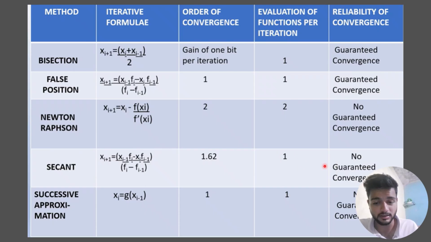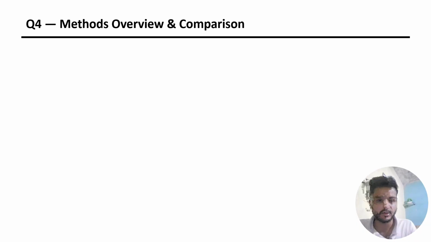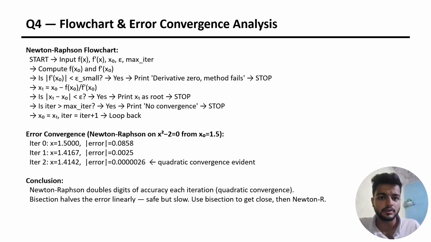No guaranteed convergence. Successive approximation formula is xi = g(xi-1), and the order of convergence is 1. Evaluation of functions per iteration is 1. No guaranteed convergence. Method overview, flowchart and convergence analysis.